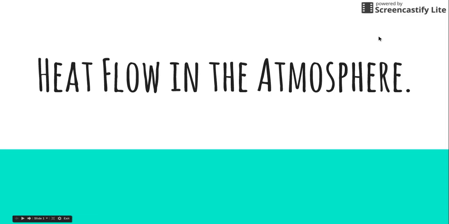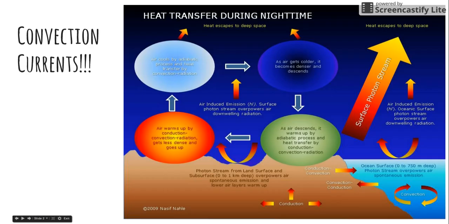Hey, eighth grade. So today we're going to talk about heat flow in the atmosphere. And one of the main things we want to talk about is this thing called convection currents. And we've been talking about convection currents for quite a while now. But I'm going to show you about this heat flow in the atmosphere. And we're going to start with talking about heat transfer during nighttime.